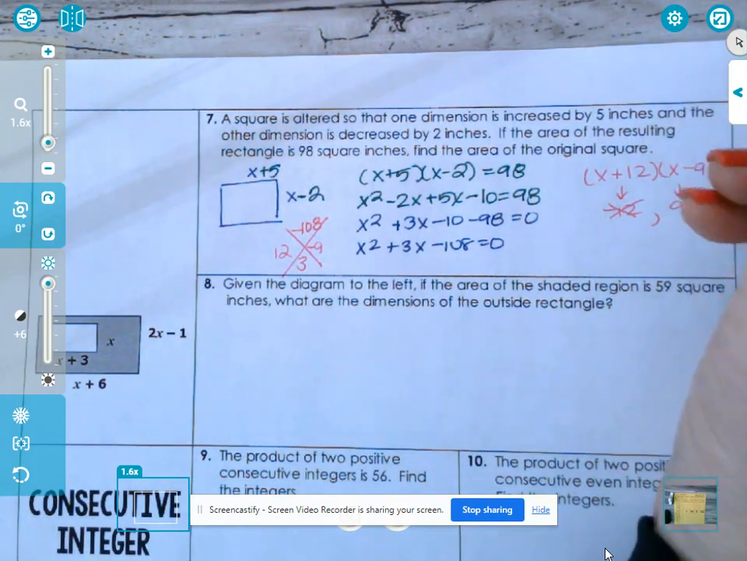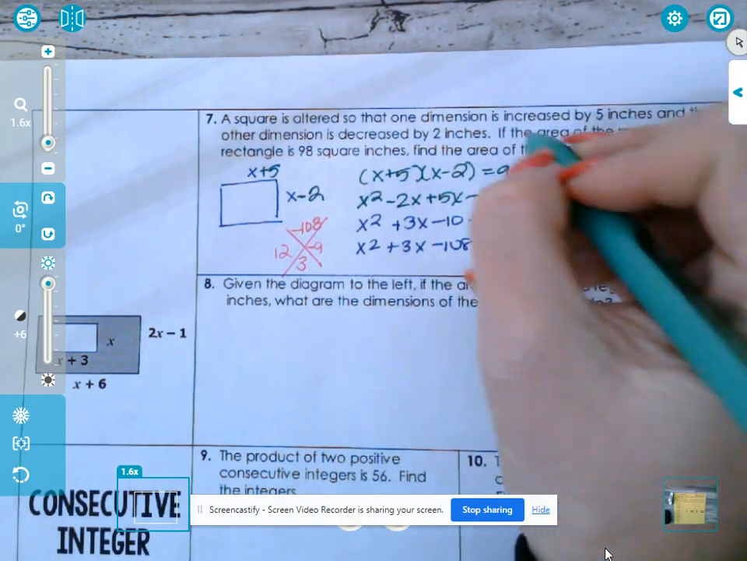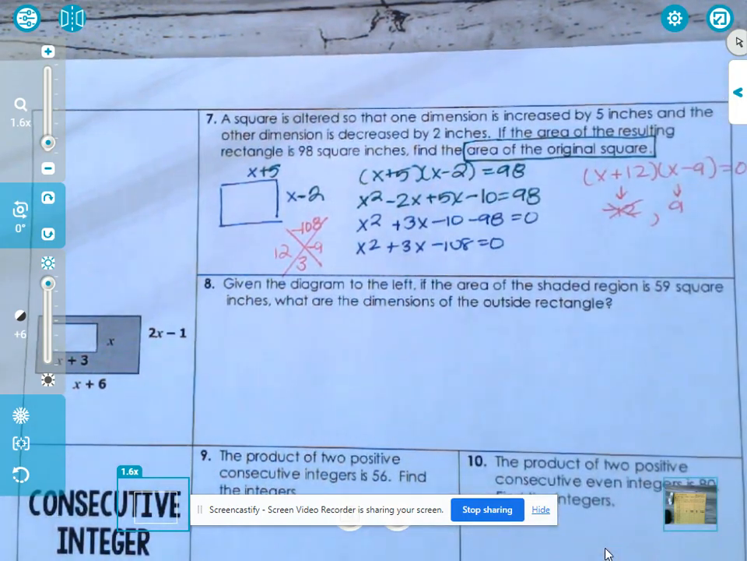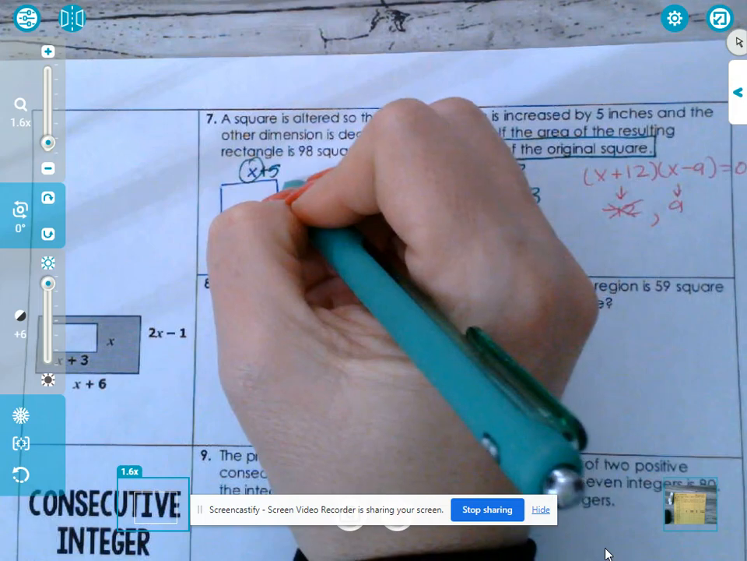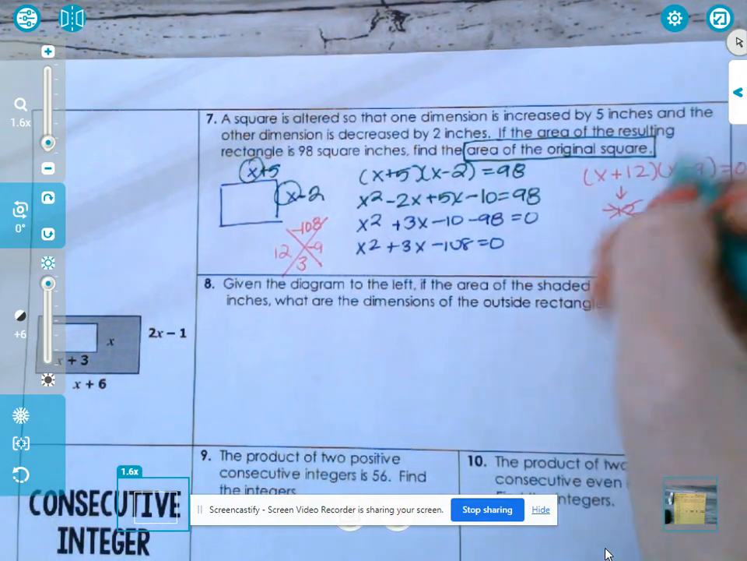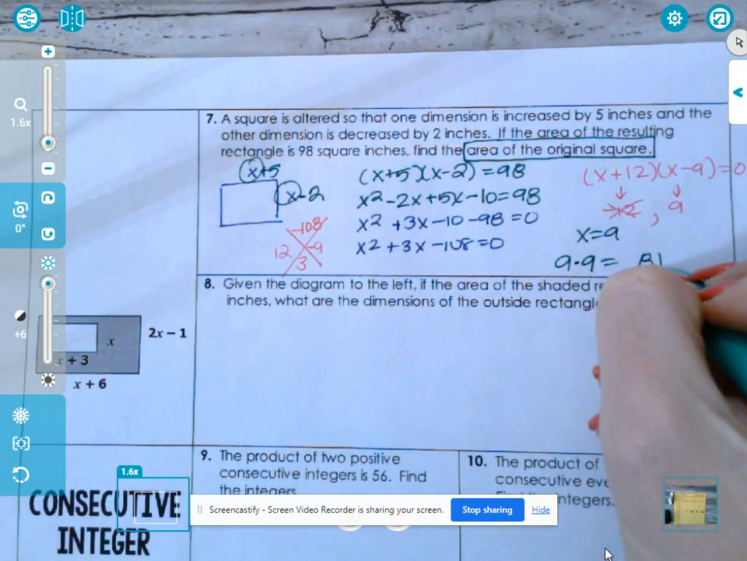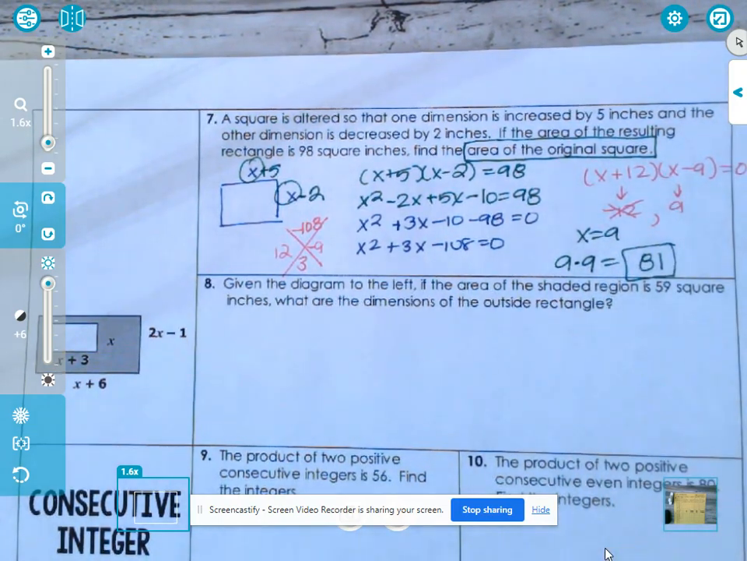All right, so one of our sides is 9. Now, it says the area of the resulting rectangle, but it wants you to find the area of the original square. So if I go back to my original square, remember both sides were the same. They were just x. So if x is 9, then it would be 9 times 9, which is 81 for my original square.